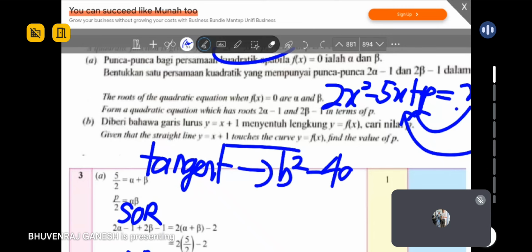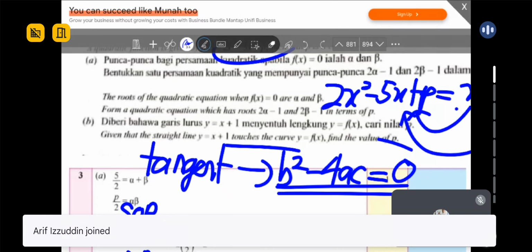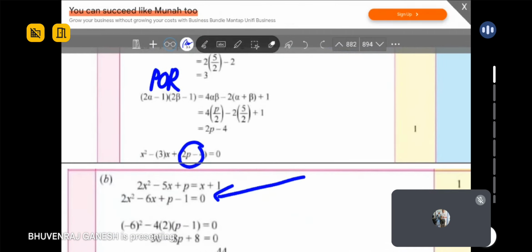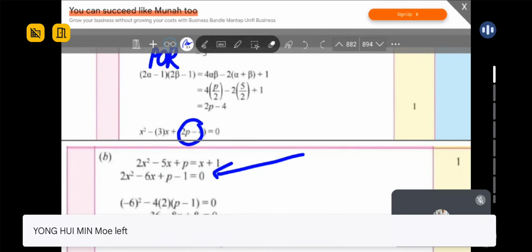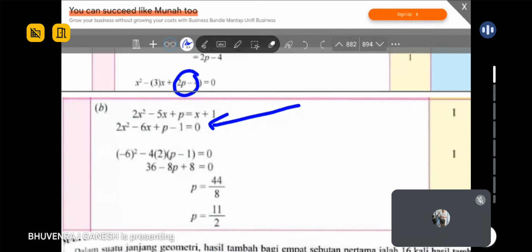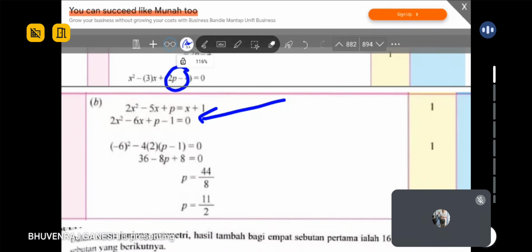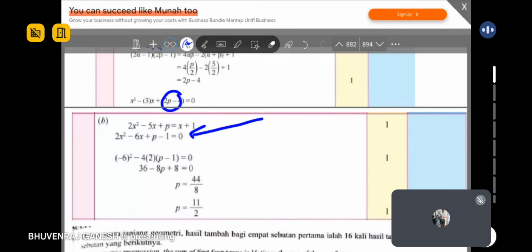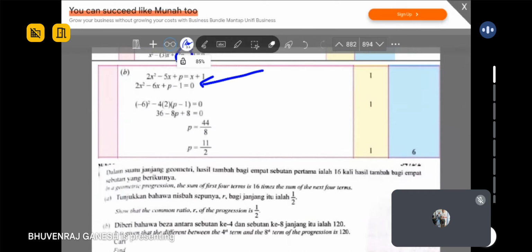B square minus 4AC equal to 0. Okay, always think of this idea guys. When you see tangent, this is the first thing that comes to your mind. Okay, so you can solve for the P value already. Okay, cari nilai P. Okay, so you just substitute all the information inside B square minus 4AC equals 0. Okay, then you will get the answer. Alright, are you clear guys? Senang kan? Okay, we already done question number 3. Sudah habis soalan ketiga.